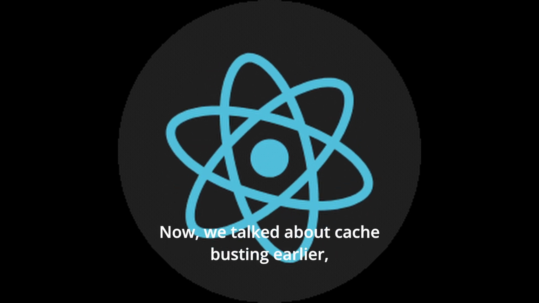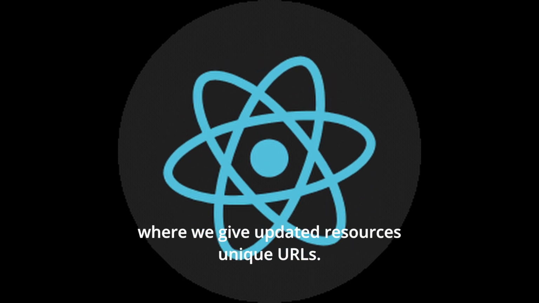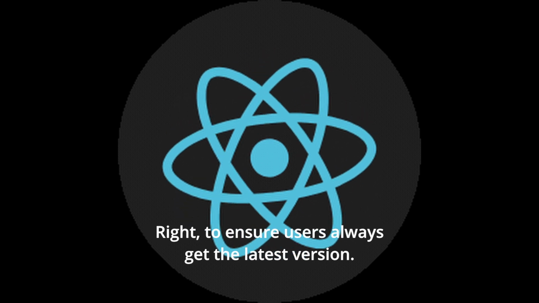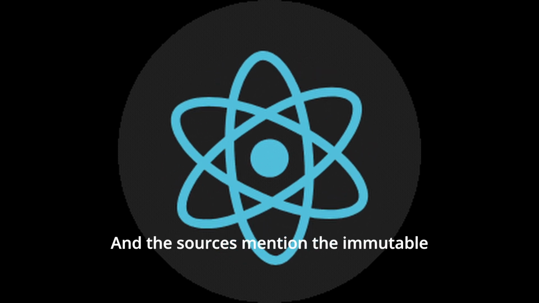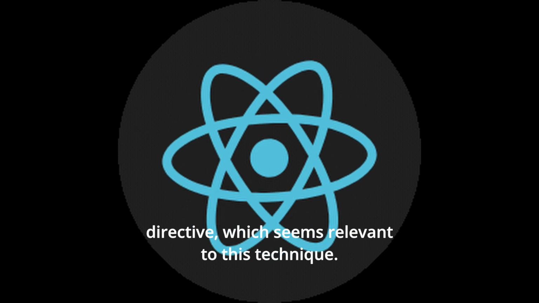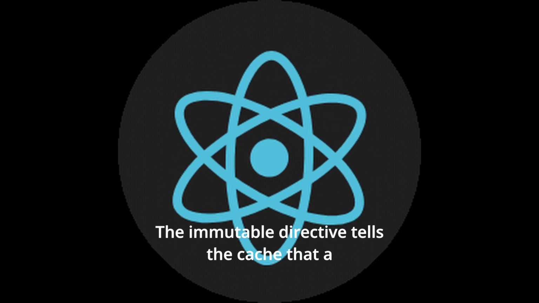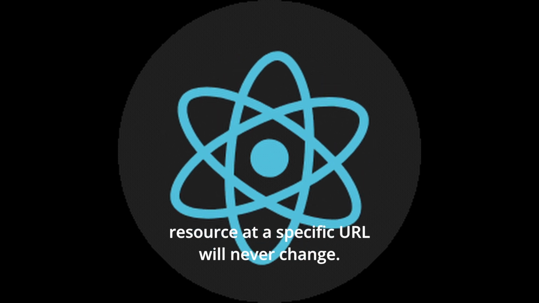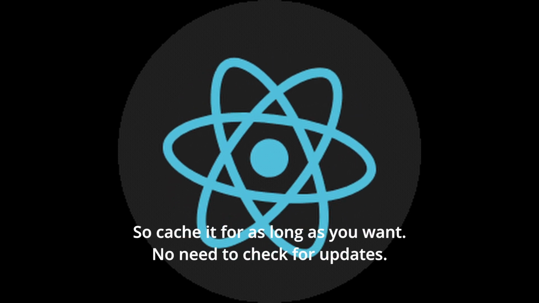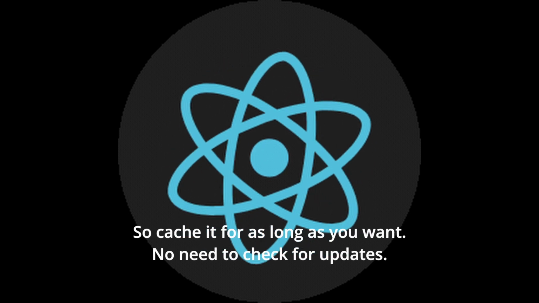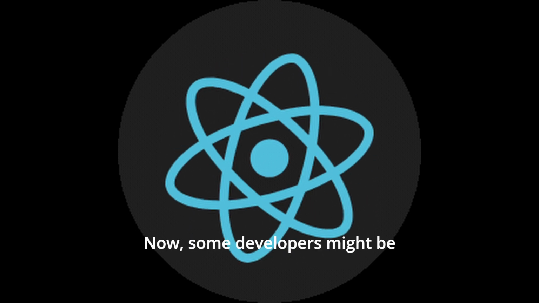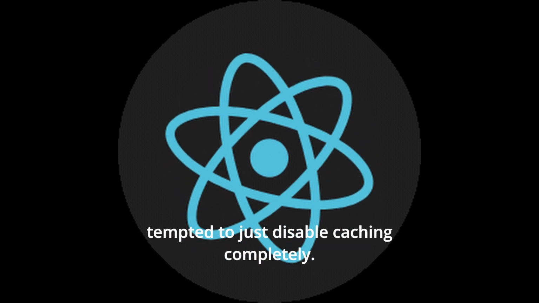Now, we talked about cache busting earlier, where we give updated resources unique URLs. Right, to ensure users always get the latest version. And the sources mention the immutable directive, which seems relevant to this technique. The immutable directive tells the cache that a resource at a specific URL will never change. So cache it for as long as you want, no need to check for updates. Exactly. It's like saying this information is set in stone.